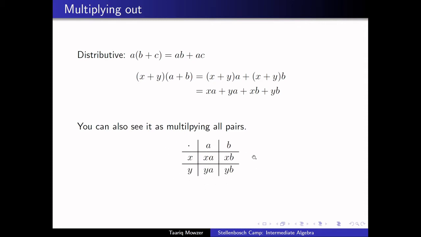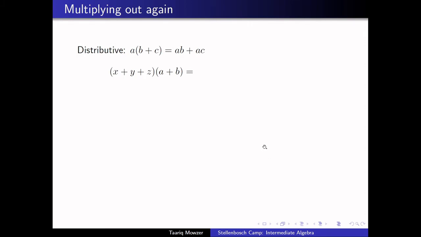Oftentimes it's just faster to calculate things like this, not to write out all the steps, and this is often how I look at things, where you can draw a grid with your terms on either side, and then you just multiply every pair. And you can see that this gives xa plus ya plus xb plus yb, so it gives the correct answer. Another example is x plus y plus z times a plus b.